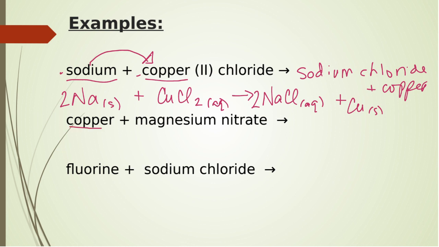So again, we are only interested in the element copper and then the element magnesium, and we need to see where copper is located on the activity series. If it is higher than magnesium, we're going to have a reaction. If it is lower, we will not have a reaction. Copper will not have enough reactivity or potential energy to kick out magnesium. So go and look up their locations on the activity series. And when you find both of them, you're going to notice that copper is lower on the activity series than magnesium. So you are not going to have a reaction.